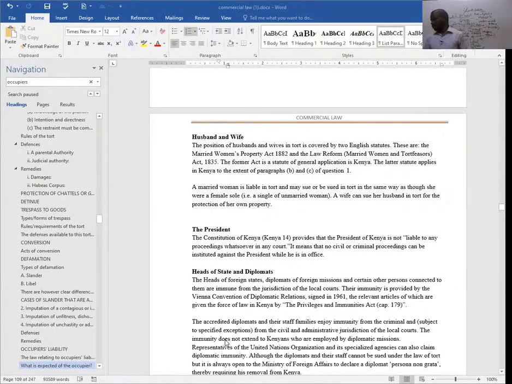So accredited diplomats and their staff and families enjoy immunity from criminal, civil or administrative jurisdiction of the local courts. The immunity does not extend to Kenyans who are employed by diplomatic missions. So, for example, if you work for a diplomatic mission, it doesn't mean that you're immune from court proceedings. You are simply an employee there, so you can still be held responsible.